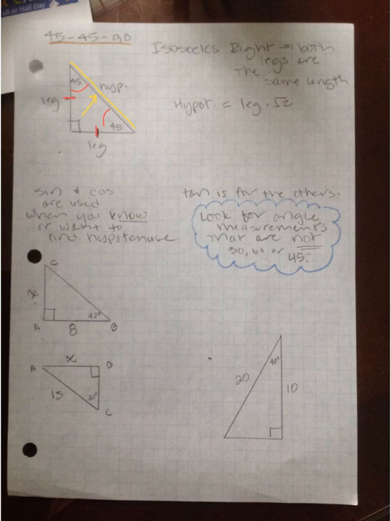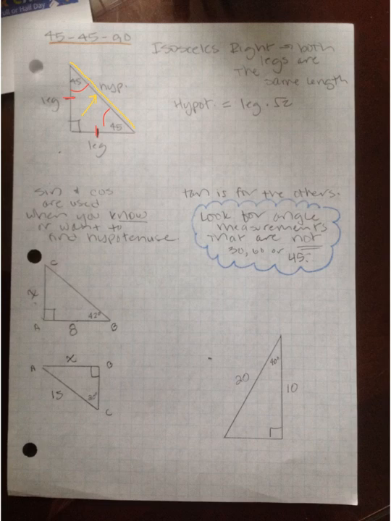Lastly, we have the sine, cosine, and tangent ratios. Sine and cosine are used when you know or you want to find the hypotenuse. The tangent is for the others. It does not include the hypotenuse.